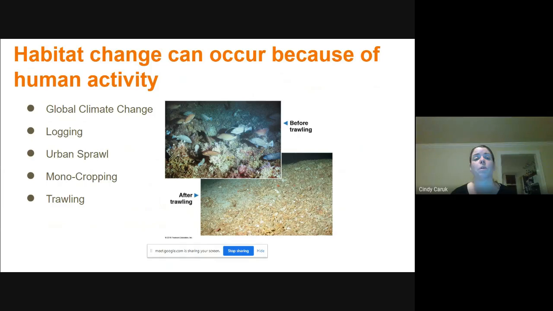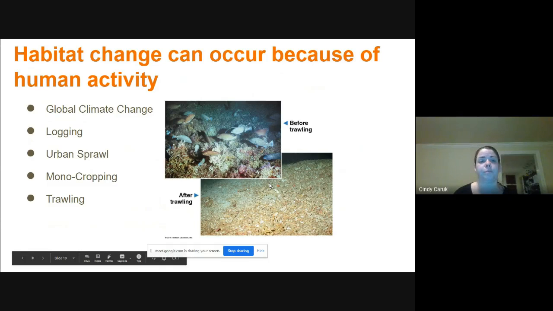We talked about global climate change also with the Panama golden frogs, and they get that thicker skin, and it's really decimated their population. Logging, obviously, you're removing habitat. Urban sprawl, we're removing habitats. Some animals adapt very well, like red-tailed hawks and coyotes. Others don't. They need that space. Monocropping, I just talked about, and then trawling for fish. You see how that's decimated this particular habitat.